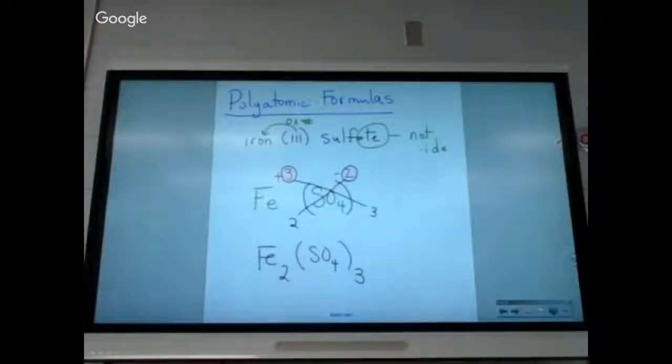Now, for homework, you got your sheet in front of you? I want you to do the bottom part, so I want you to do 9 through 19. Flip it over. There's the back. All right, and I want you to do 1 through 9 on the back. Do not do 10 through 20 because we've not talked about how to name with polyatomic ions.